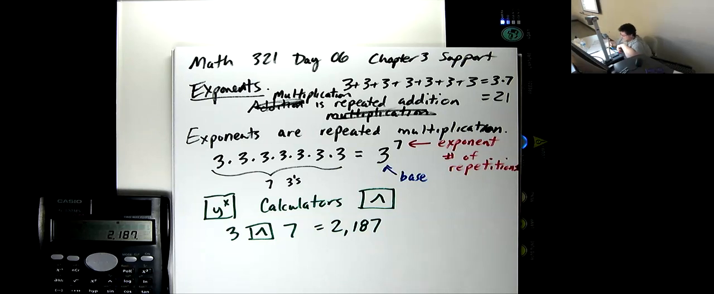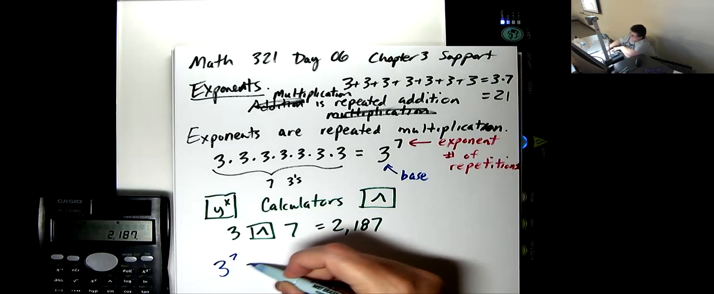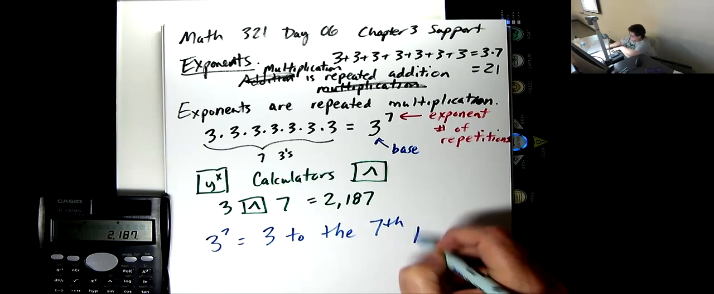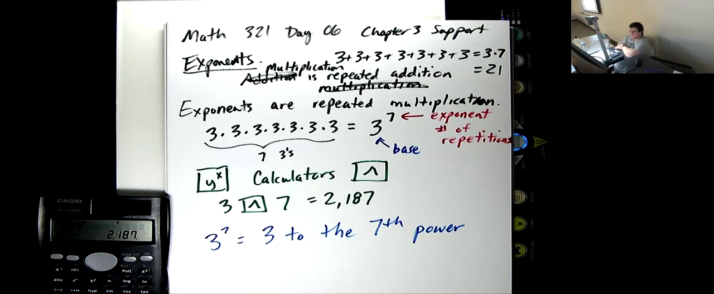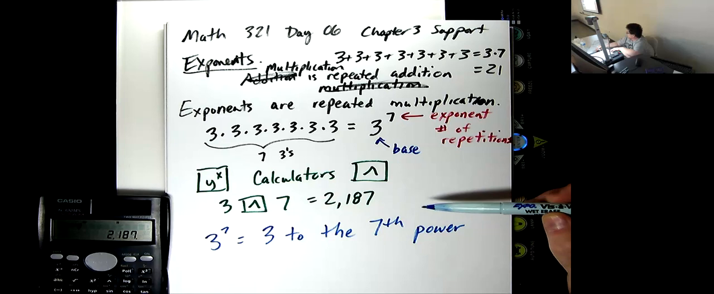And when we write this 3 with the 7 up there, we pronounce it as 3 to the 7th power. That's how it's read. So when we're doing the assignments, we should be writing 3 to the 7th. It will tell you if they want the exponent version or the actual answer. If they ask for exponent, then that's when we put 3 to the 7th.